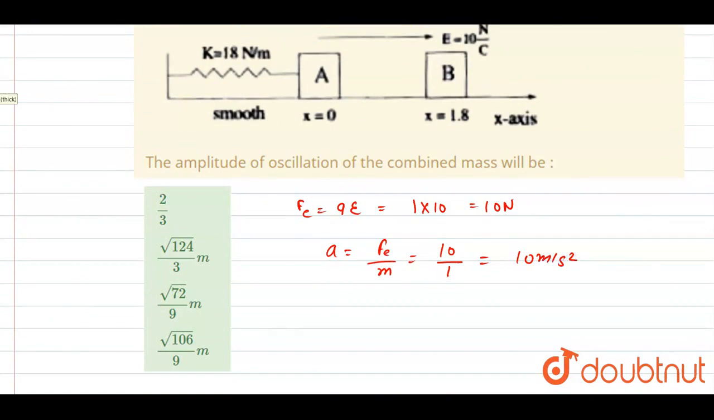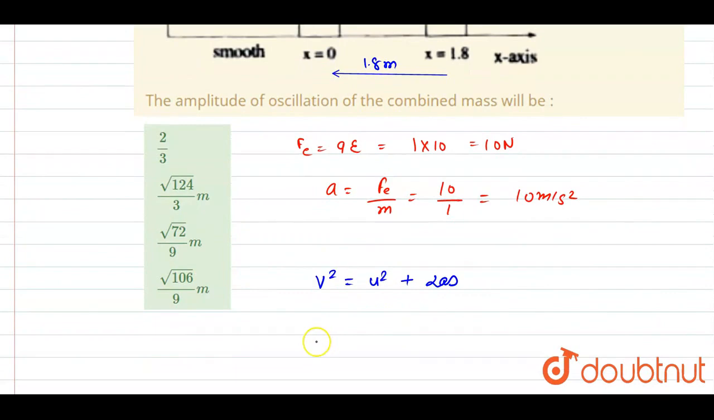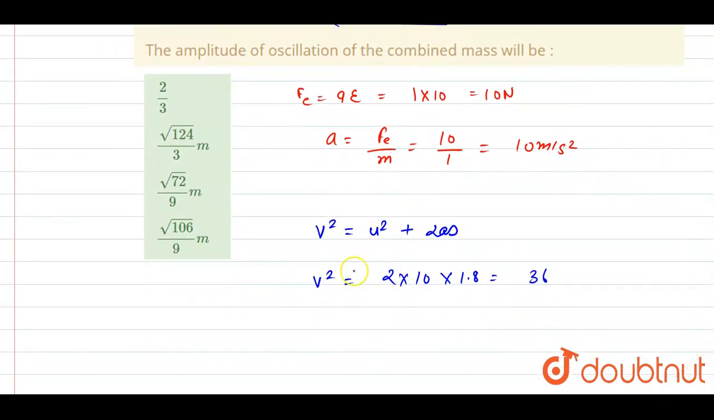Now if you see here, what will be the velocity when it will travel this much, right? So this distance will be 1.8 meter. So we'll write down the third equation of motion. Initial velocity was 0, so final velocity square you can get by writing 2 into A into S. So it is 36. And what we want is the amplitude, right?